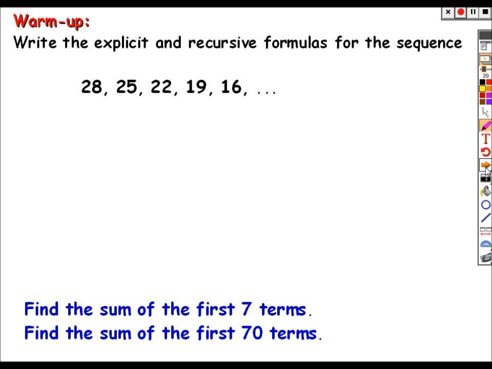So let's start here with a warm-up. Write the explicit and recursive formulas for the sequence. Pause the video, give this a try.